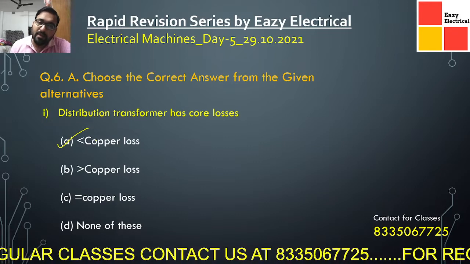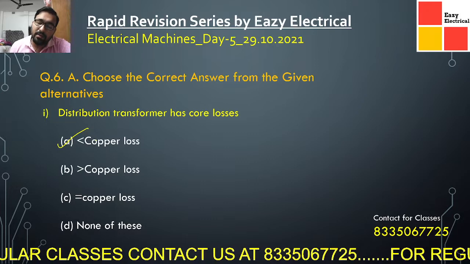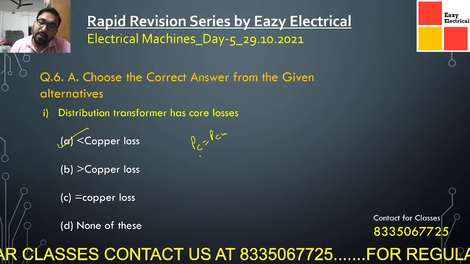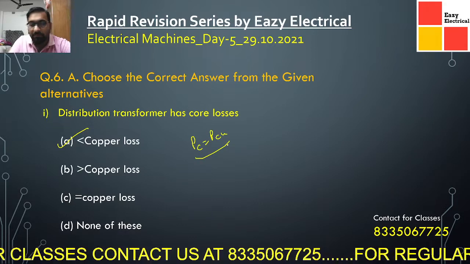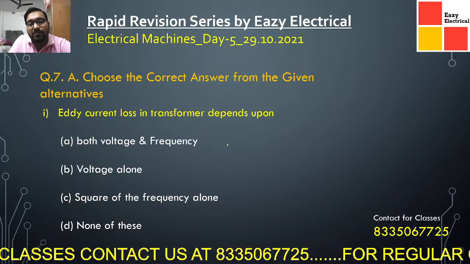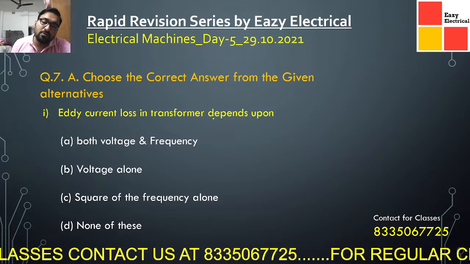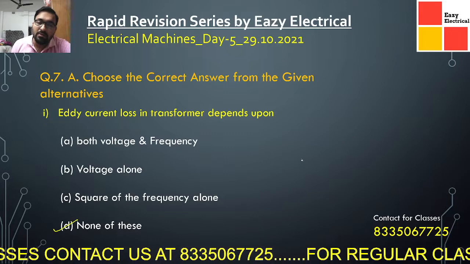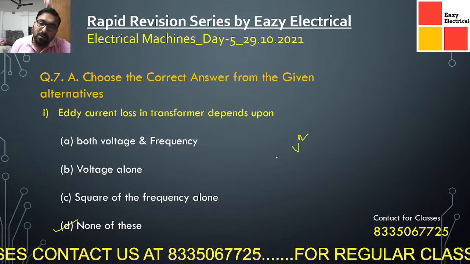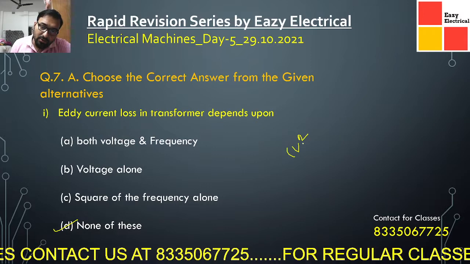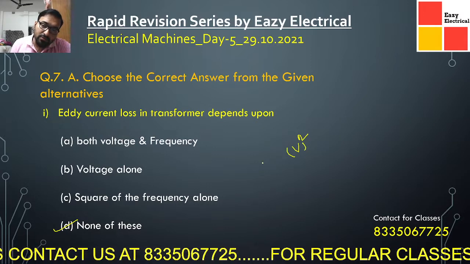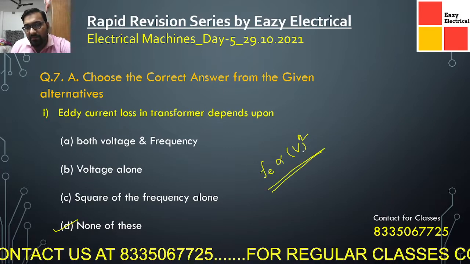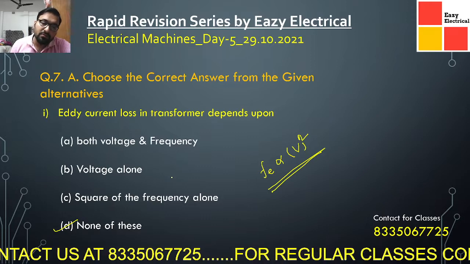One more point I'd like to add here is that, as we will see in certain questions later, when the core losses become equal to the copper losses, we have the maximum efficiency of the transformer. Now, eddy current loss in a transformer depends on, if you see, none of the options will be the correct answer, because eddy current loss depends on the square of the voltage. So keep in mind that eddy current loss, Fe, is proportional to V square, the voltage squared. So here none of the options are correct.